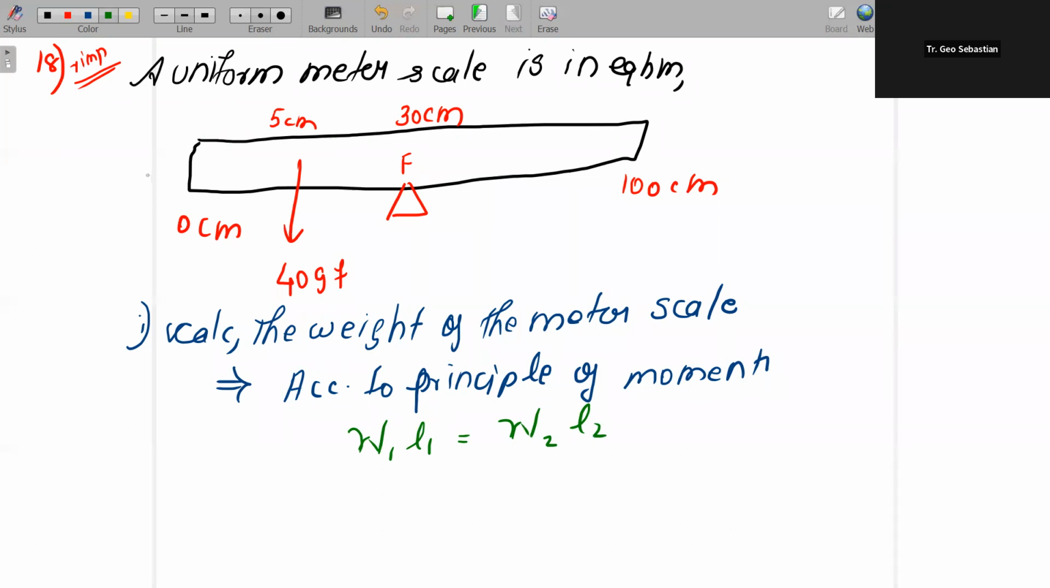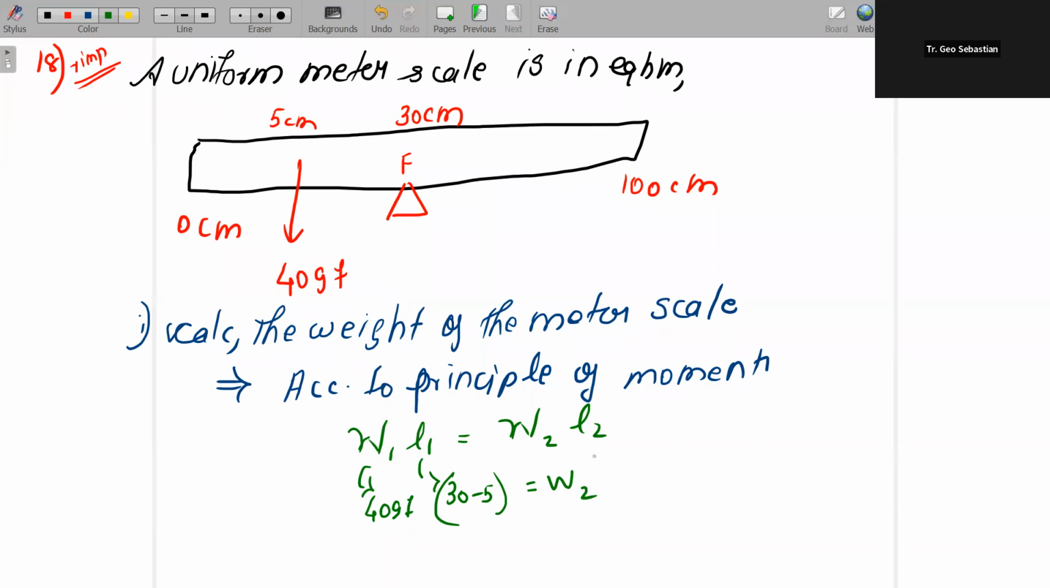Calculate the weight of the meter scale. So what is the equation? You know that W1 is nothing but 40 GF, right? What is the length for that? 30 minus 5, that is nothing but 25, right? So L1 is nothing but 30 minus 5. Now W2, we should find it, right? What is L2?